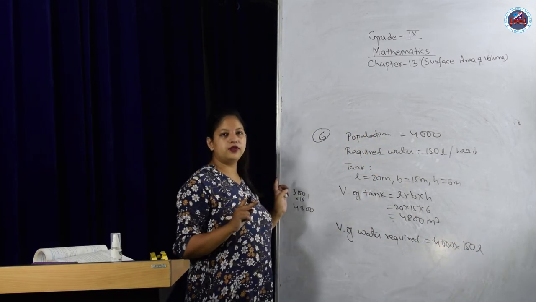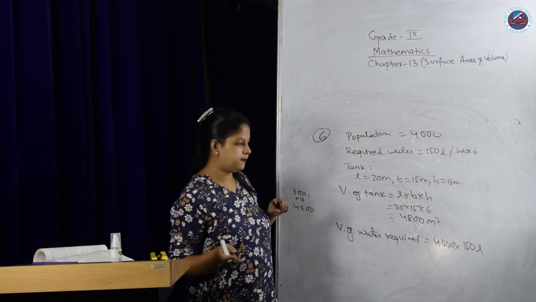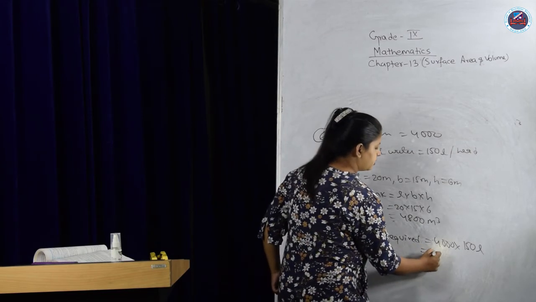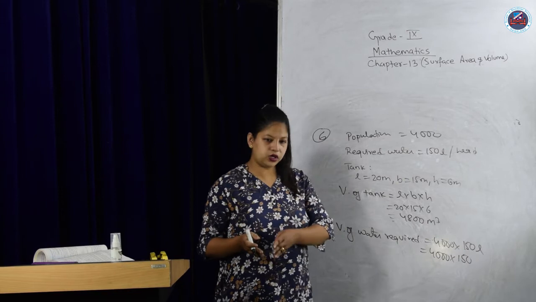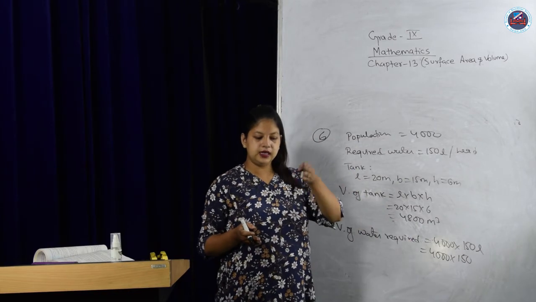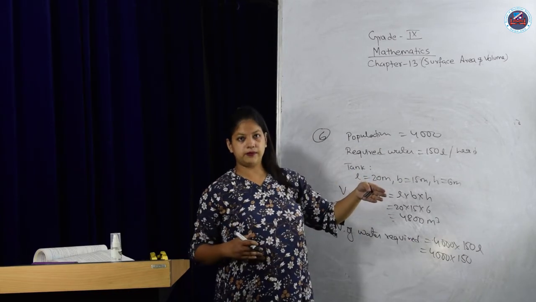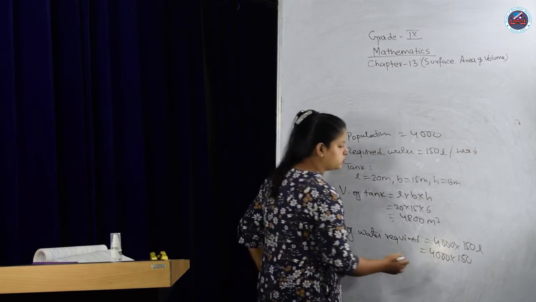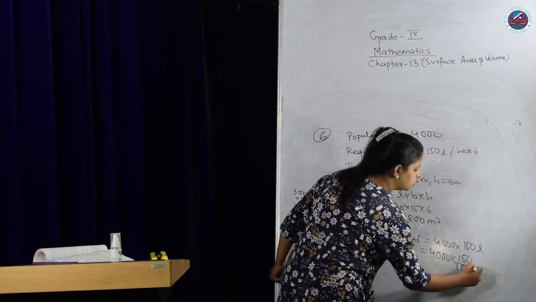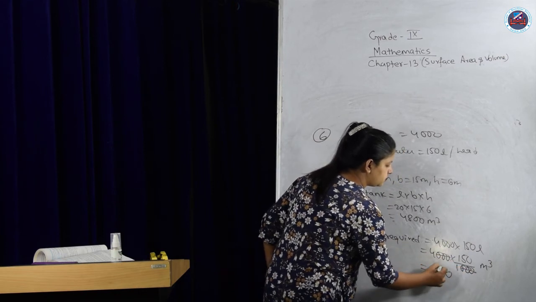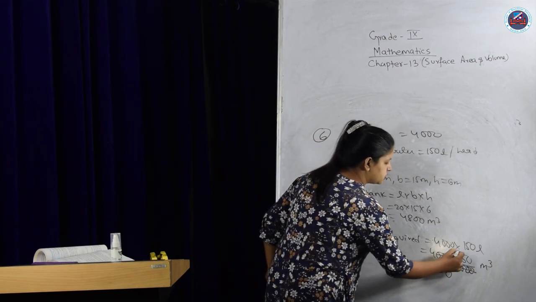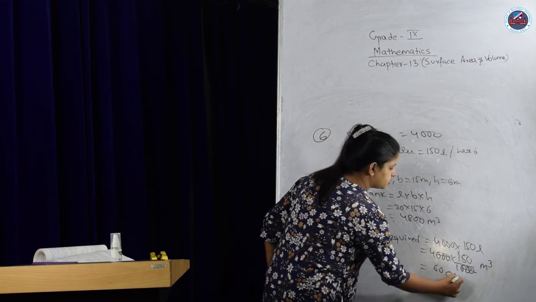So let us convert liter to meter cube. I have told you before: how do you convert liter to meter cube? Liter is smaller, meter cube is bigger, and from small to big we have to divide by 1000. So 150 by 1000, now it's meter cube. Cancelling the zeros, 4 into 150 gives 600 meter cube.